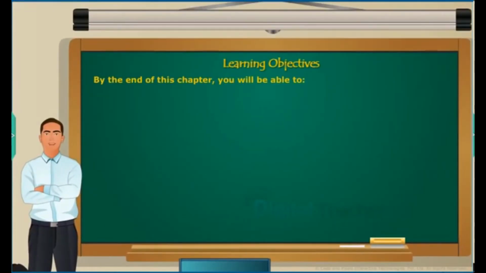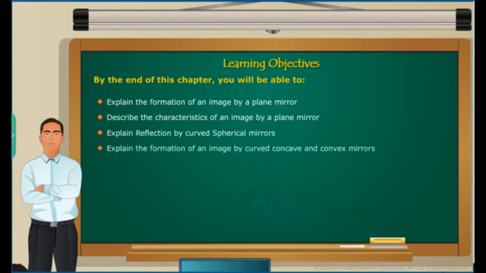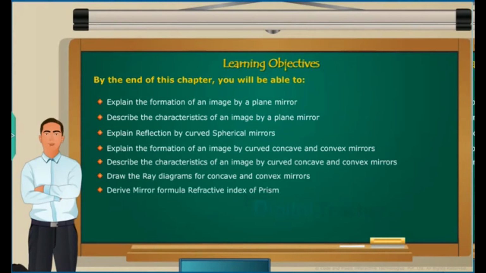By the end of this chapter, you will be able to explain the formation of an image by a plane mirror, describe the characteristics of an image by a plane mirror, explain reflection by curved spherical mirrors, explain the formation of an image by curved concave and convex mirrors, describe the characteristics of an image by curved concave and convex mirrors, draw the ray diagrams for concave and convex mirrors, and derive the mirror formula and the refractive index of a prism.